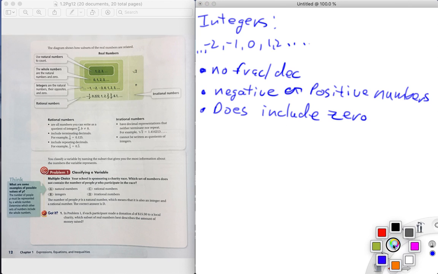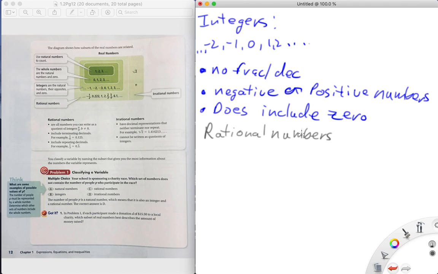Then we have the next condition, which is rational numbers. Rational numbers is the first set of numbers where you can have fractions and decimals. So it can be whole numbers. It can have fractions. And it can have decimals.